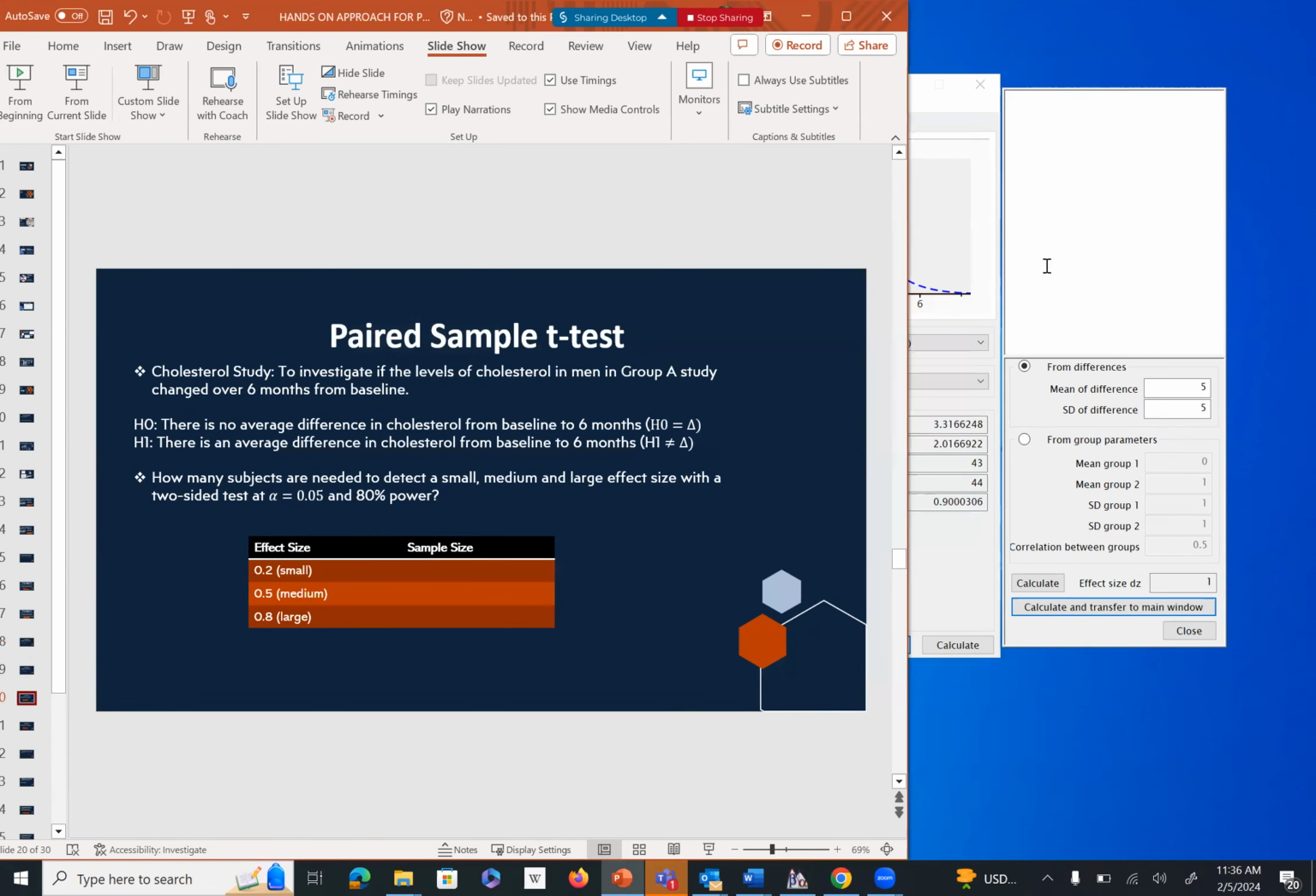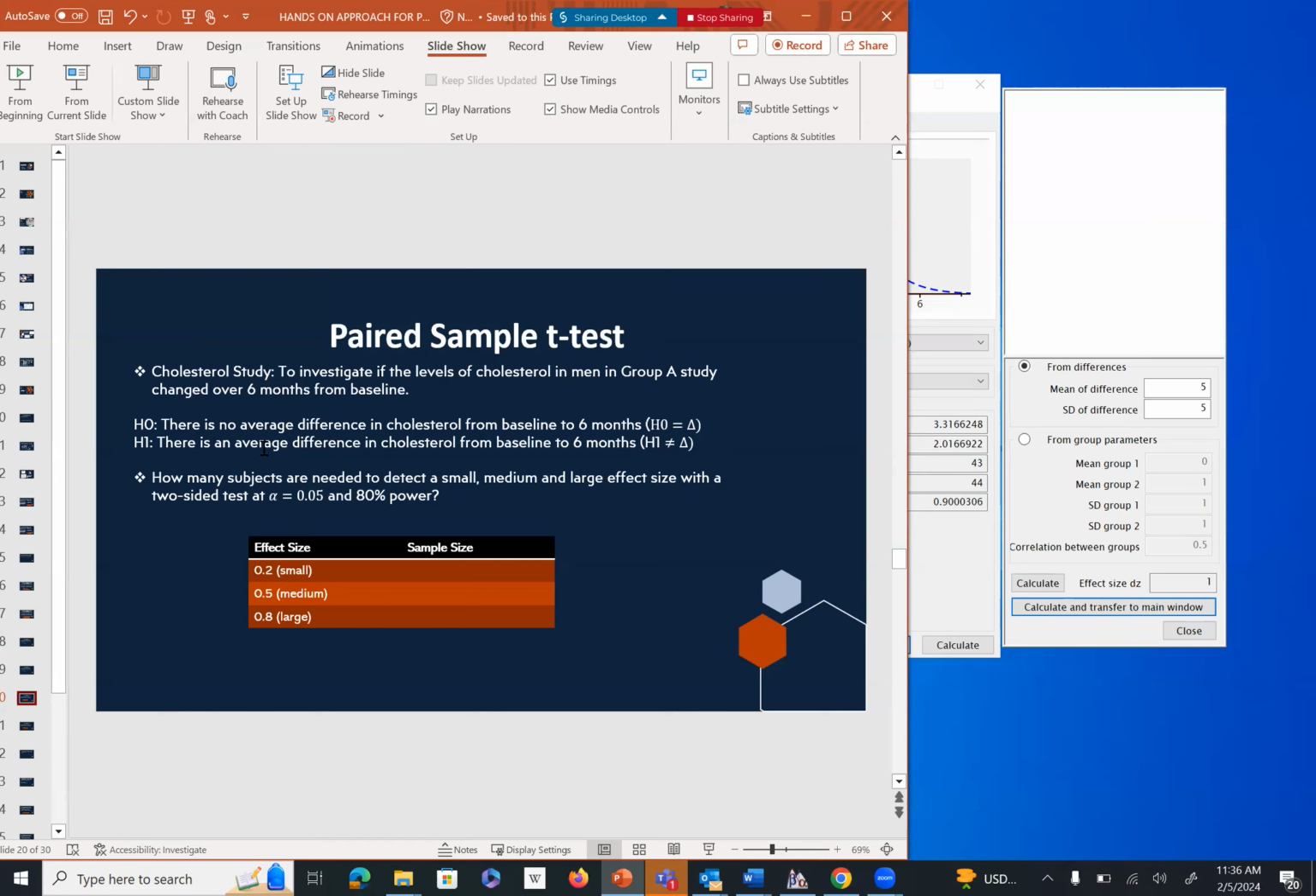And then another example, let's say we are performing a cholesterol study and we want to investigate the levels of cholesterol in men in group A study that changed over 6 months from baseline. So our null hypothesis was that there is no average difference in cholesterol from baseline to 6 months. So it's just saying that the null hypothesis, the difference is equal to 0. And then the alternative hypothesis is that there is an average difference in cholesterol from baseline to 6 months.